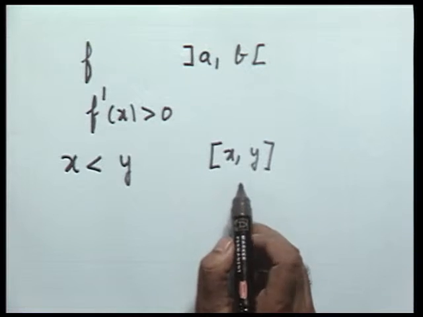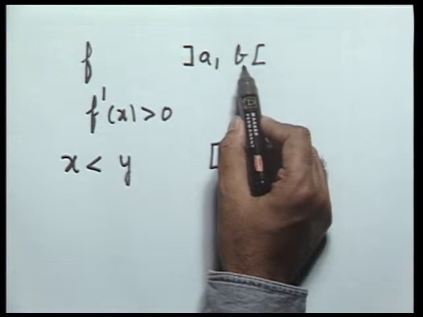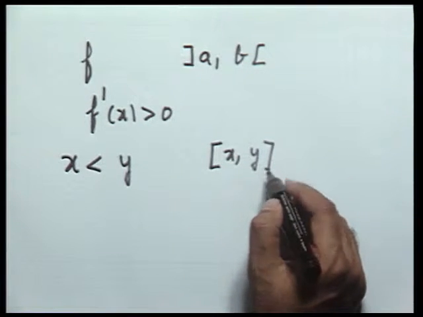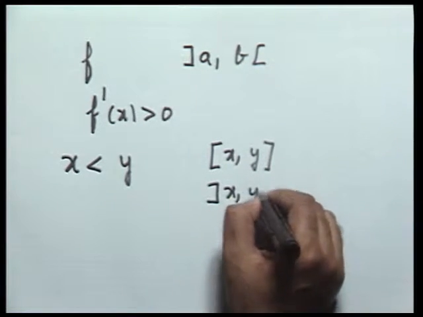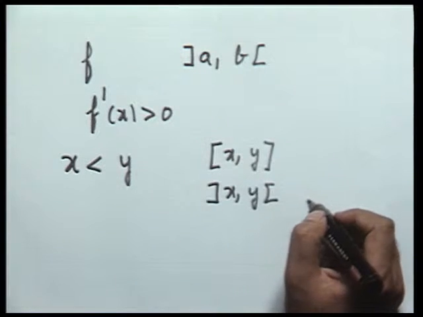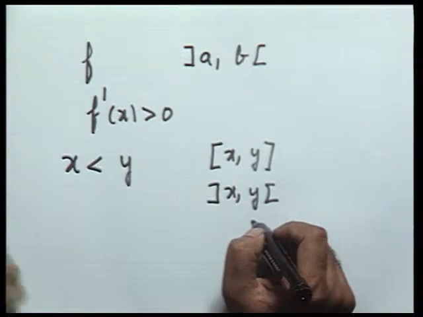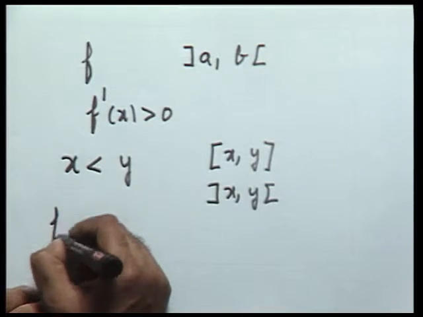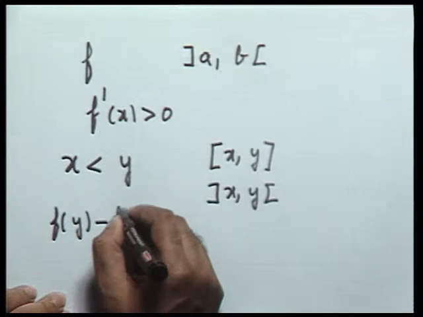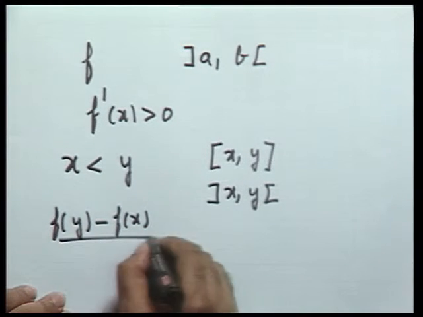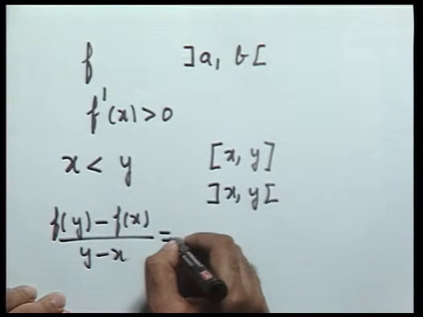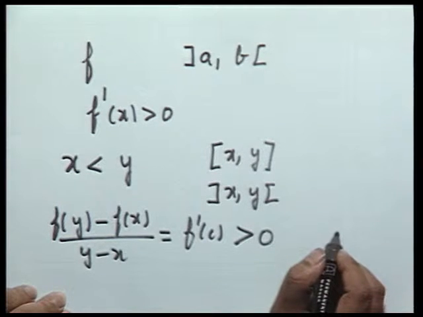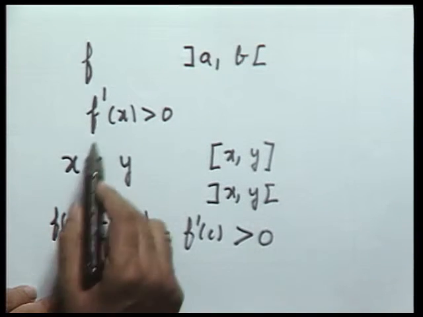The function being differentiable in the open interval a, b is continuous in the open interval a, b. Therefore, it is continuous in the closed interval x, y, and differentiable in the open interval x, y, because it is differentiable in the open interval a, b, which is larger than x, y. So, the criteria for the mean value theorem is satisfied. By the mean value theorem, f of y minus f of x upon y minus x will be equal to the derivative of f at c for some c in the open interval x, y. But remember, the derivative is strictly positive.